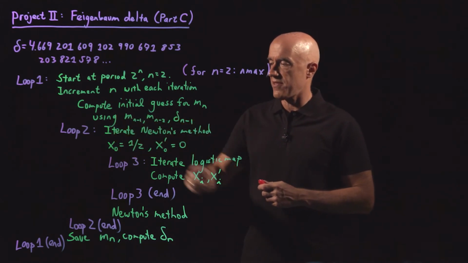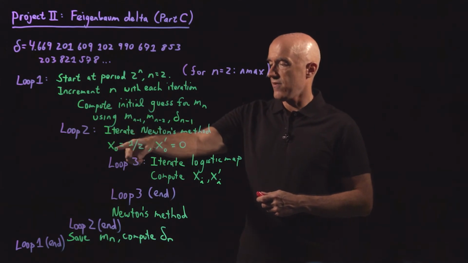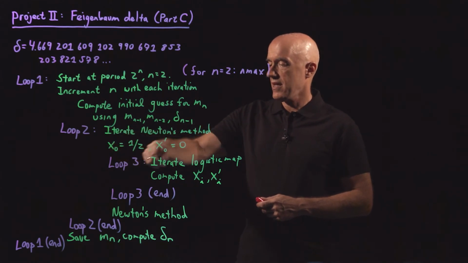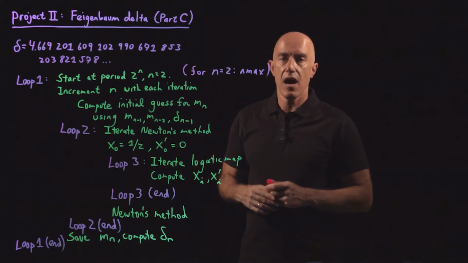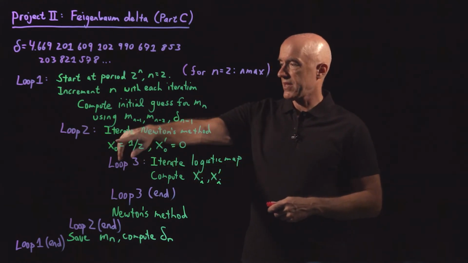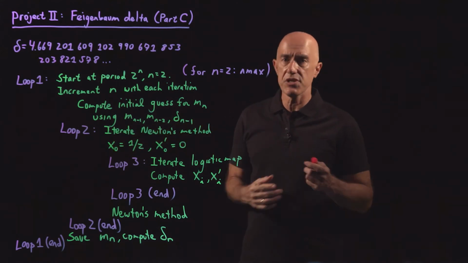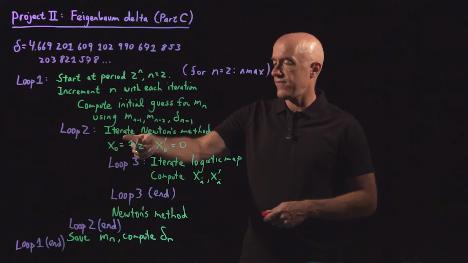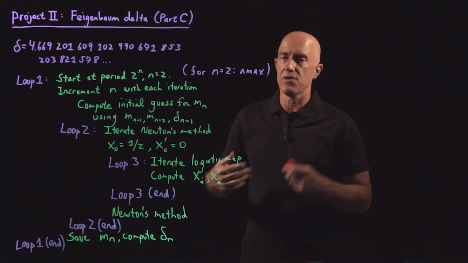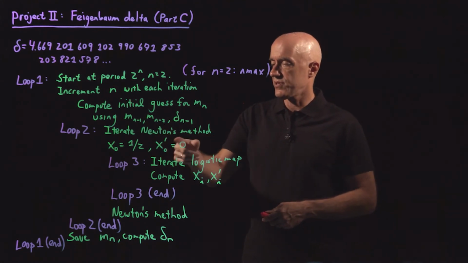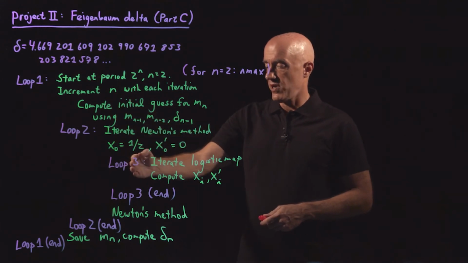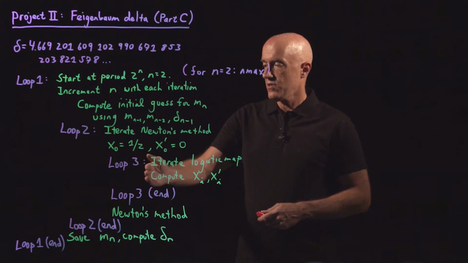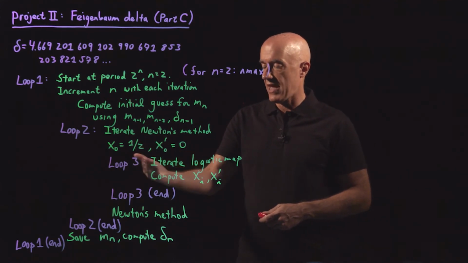To do Newton's method, we have to compute the value of x sub n, where n is 2 to the little n, x sub big N, and x prime sub big N. We need to iterate the logistic map. So we need to initialize the logistic map. Here we set the value of x to 1/2 and the value of x prime, say you can call it something like xp, equal to 0. Then in loop 3, we iterate the logistic map. So we have to iterate the logistic map 2 to the n times, capital N times.